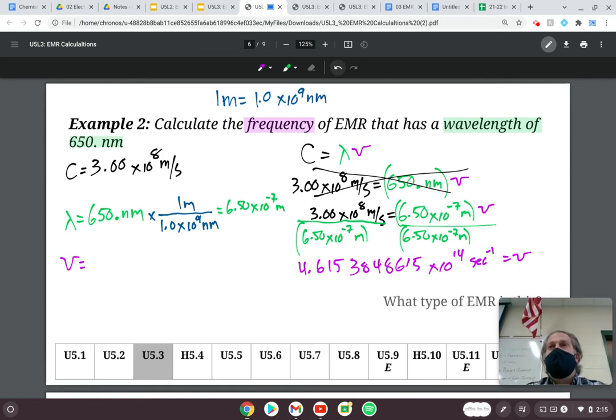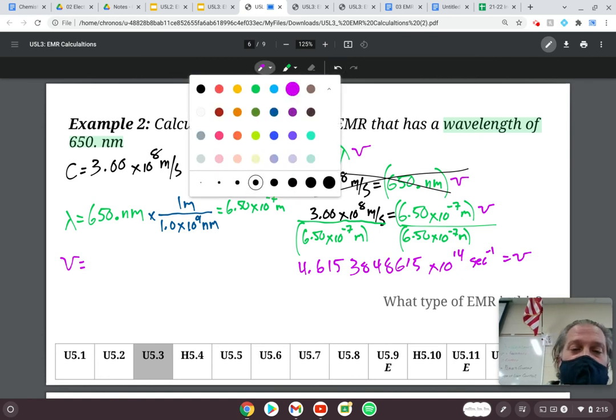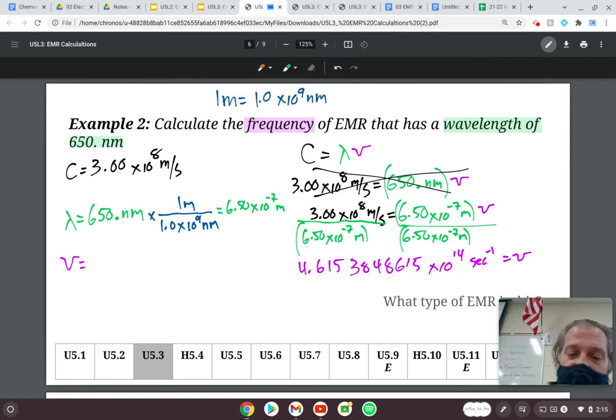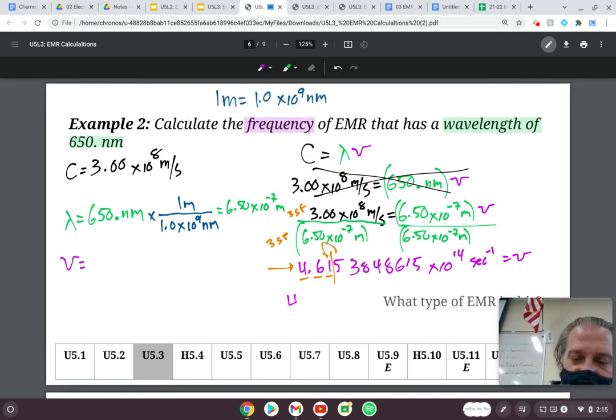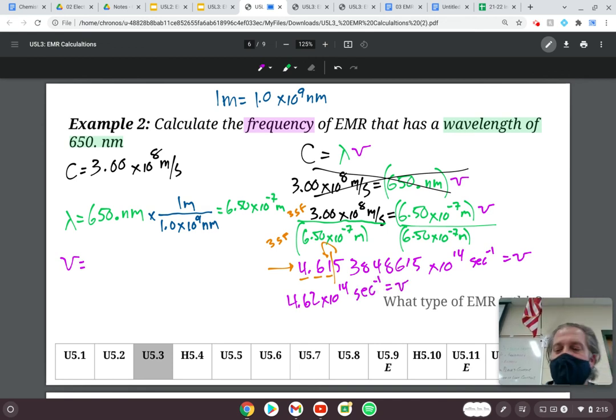Again, we have to assess significant figures. The given value in the problem had 3 sig figs, so this number has to have 3 sig figs. That 5 will round the 1 up. So my final answer is 4.62 times 10 to the 14 per second equals the frequency.